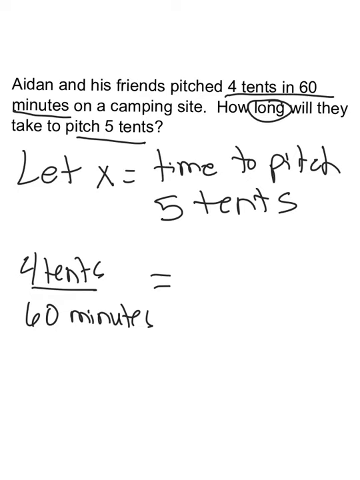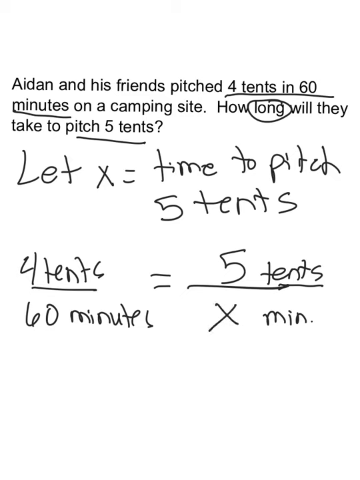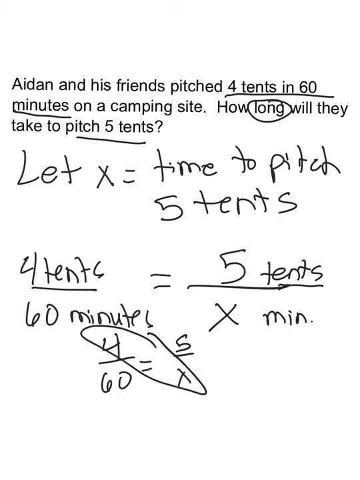So make sure you put your labels on it though, because over here on this side, you need to have the numbers that correspond with the same label. So we need to know 5 tents. Tents are my numerator. And how many minutes, that's my variable. So that is x. Now I have my 2 fractions. I'm ready to cross multiply. So 4 times x equals 60 times 5.